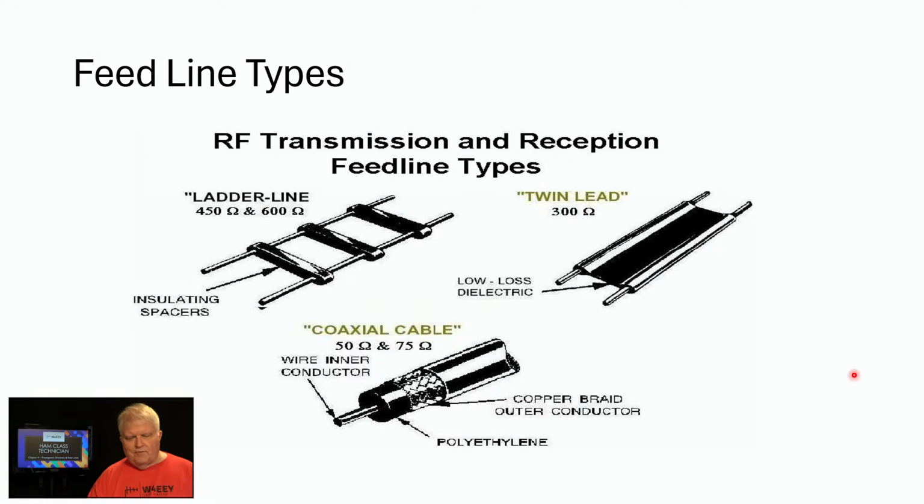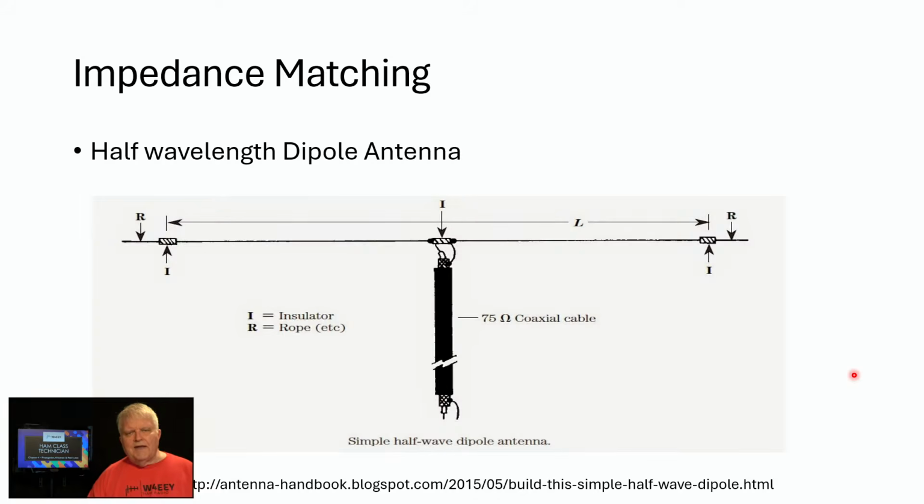These are different types. We want to impedance match. We want to have the output of the transmitter feeding a 50 ohm feed line, feeding a 50 ohm antenna.